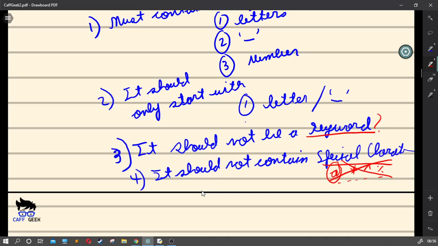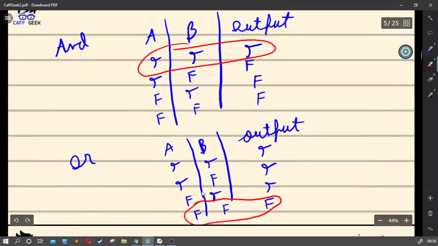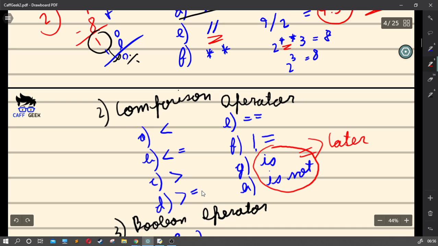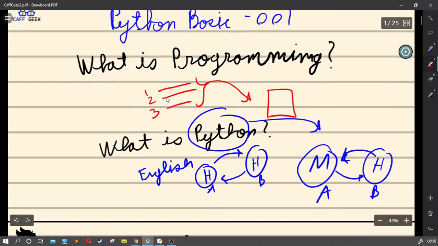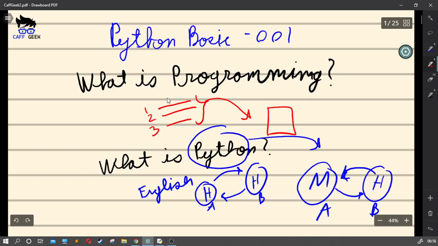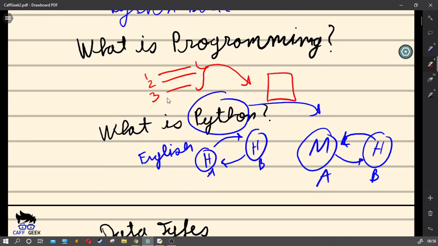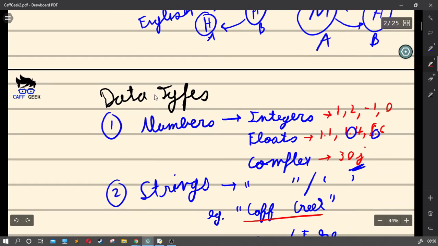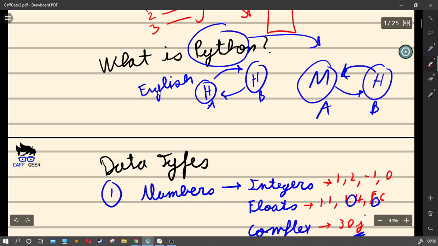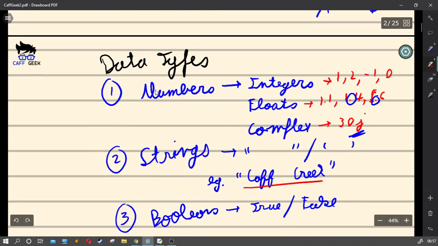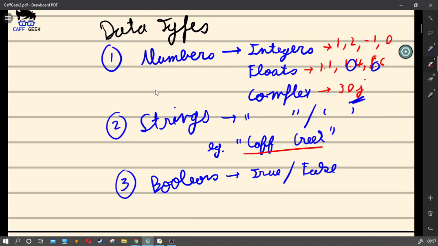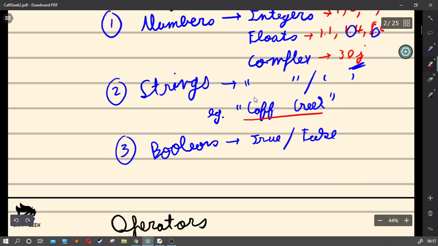Let's have a quick recap of what we discussed. We discussed different types of data types. Starting with programming, which is nothing but giving a set of instructions. We discussed Python. Python is a programming language similar to English. English is used between human and human, and Python is used between machine and human. You get the idea, right? Data types: we have numbers, integers, floats, complex numbers, and strings. We can use double quotes as well as single quotes, either one of them. We have Boolean, where you have seen True and False.